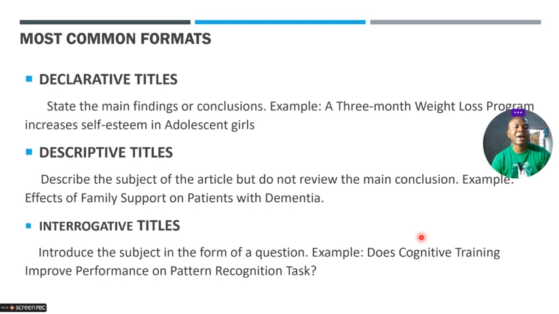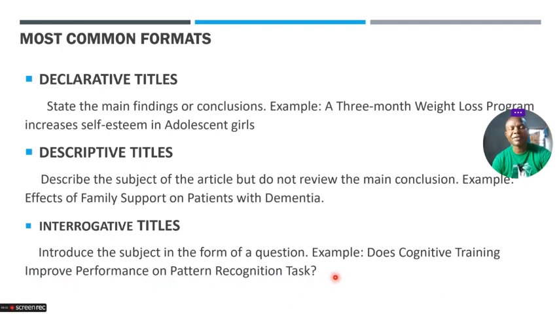So again, I said we have three possible structures of a research title. The first is declarative, which many a time talks about the findings even before the research begins. So you have: a 3 month weight loss program increases self-esteem in adolescent girls. That's like giving a declaration even before the study itself. While the second is the descriptive title. In this case, it just comes up with a description of the topic without really talking about the conclusion. While the third possible structure is the interrogative title. That's the one that introduces the subject in the form of a question. An example is: does cognitive training improve performance on pattern recognition tasks?